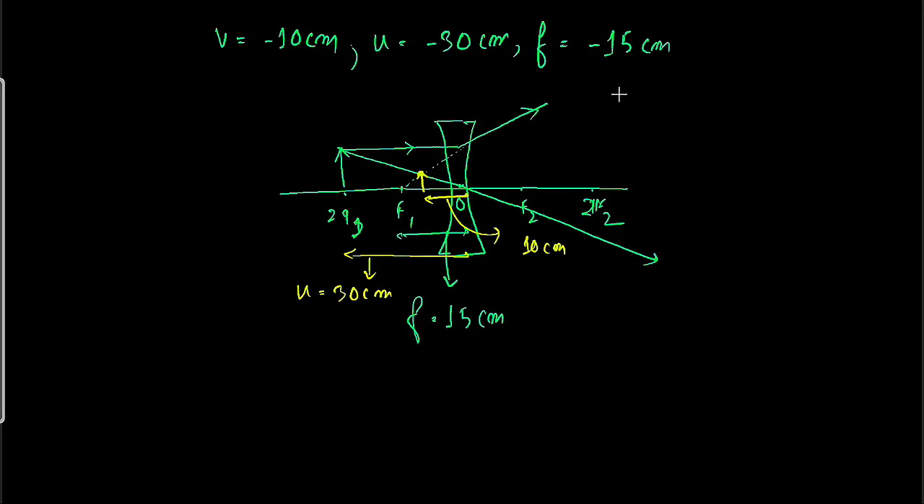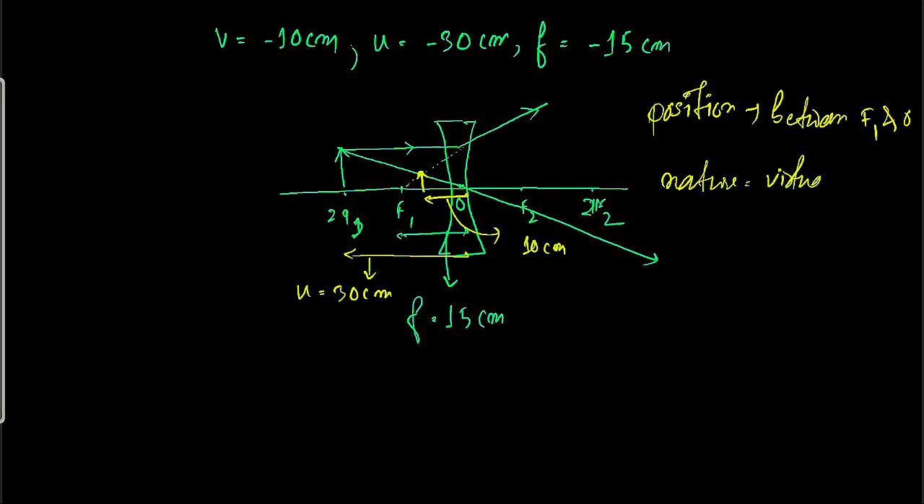We should write this down. The position is going to be between F1 and O, right? We got the position. Now what can we write about the nature? It is virtual and erect, right? And what is the size? It is clearly visible from the figure that it is diminished. This is the answer of this question.